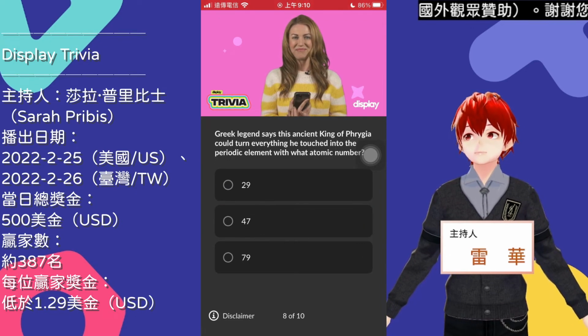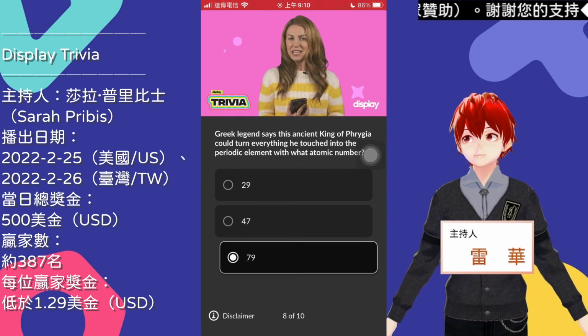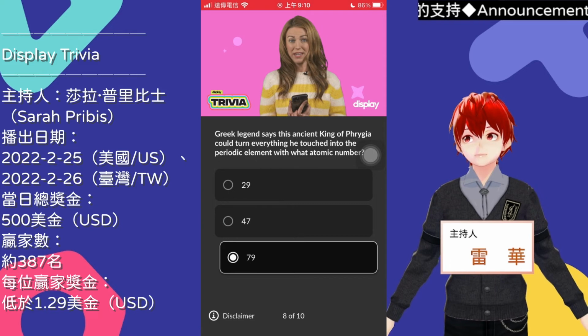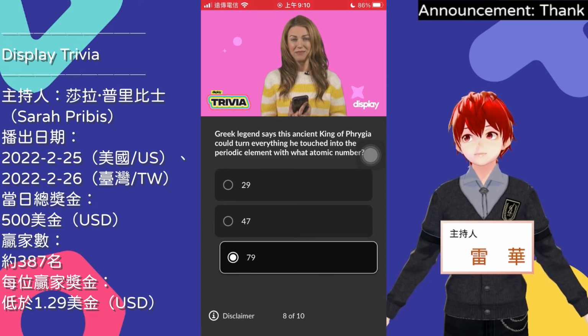Question 8. Greek legend says this ancient king of Phrygia could turn everything he touched into the periodic element with what atomic number? 29, 47, 79.